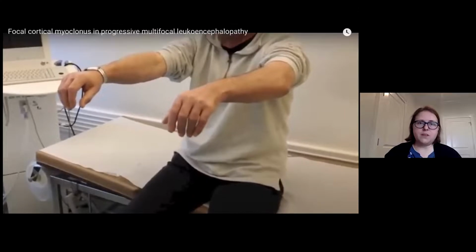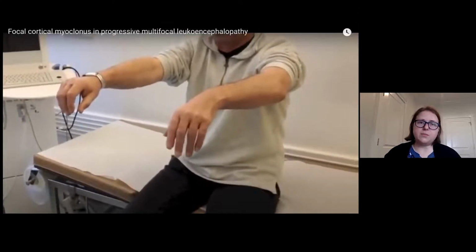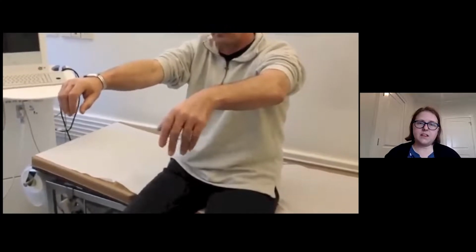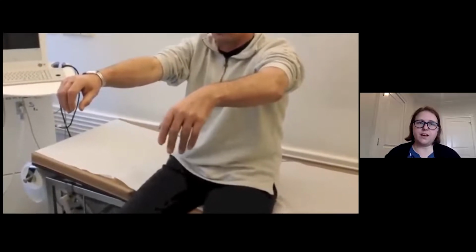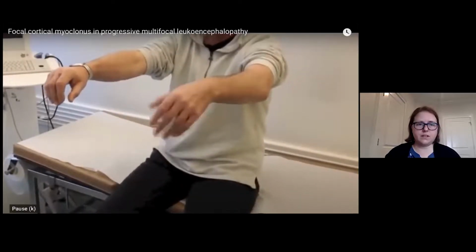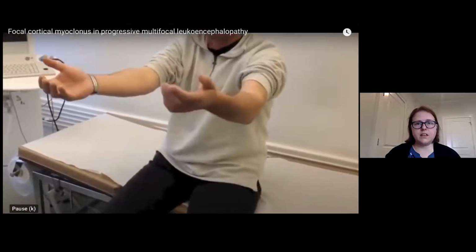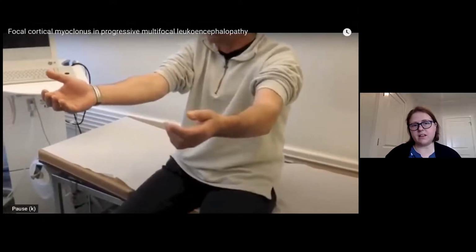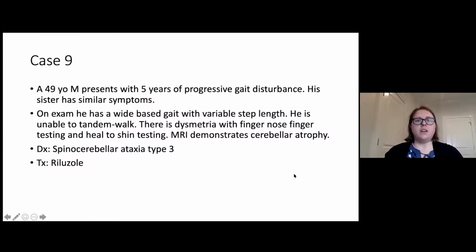There are moments where it sort of looks like tremor, but it's more irregular than tremor. And the posture would not be typical for tremor either. Okay, so that gives you a good idea. There you see more of what we know, typical myoclonus with the lightning quick jerk. Okay, so this brings us to case 9.